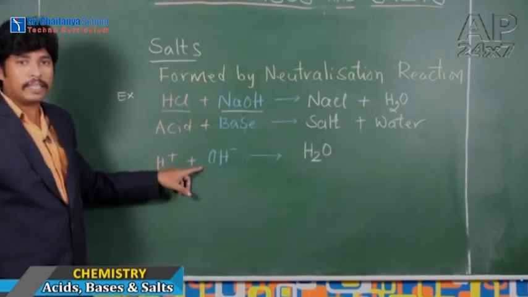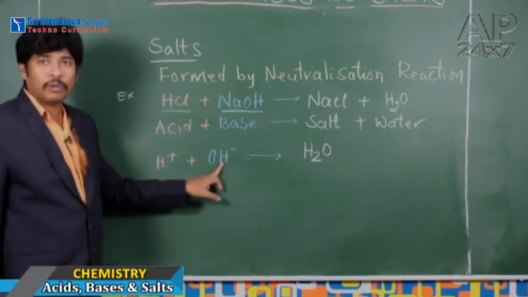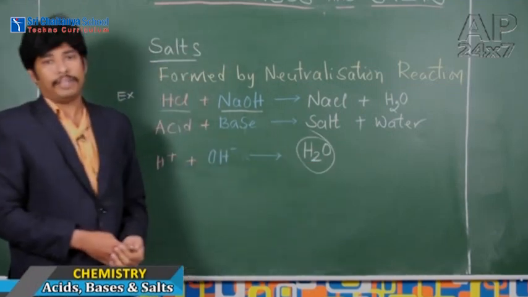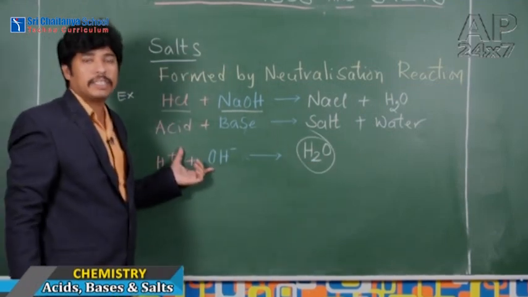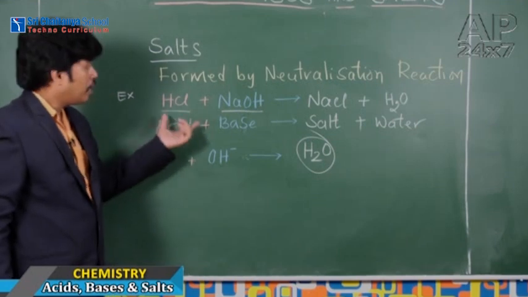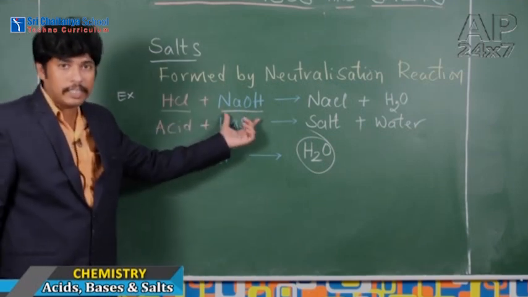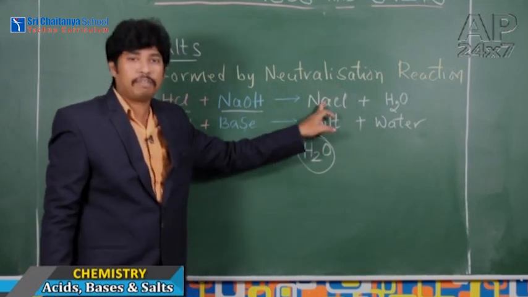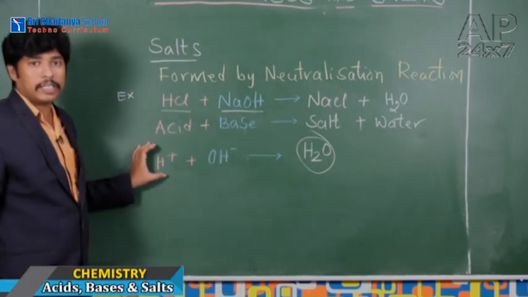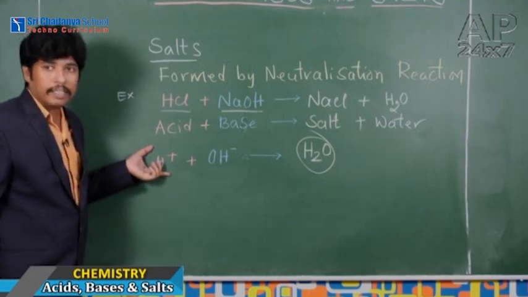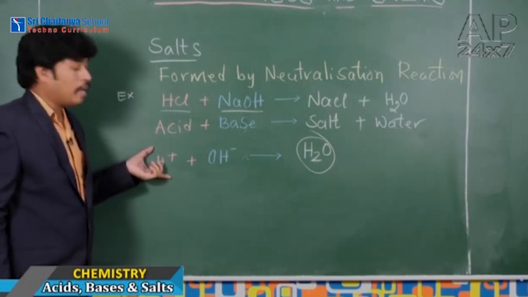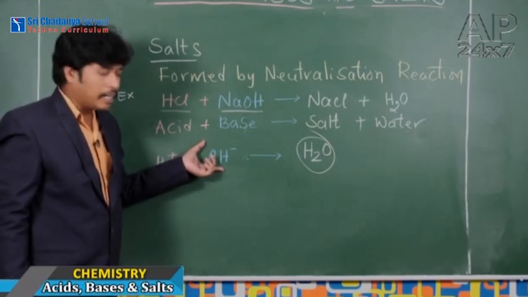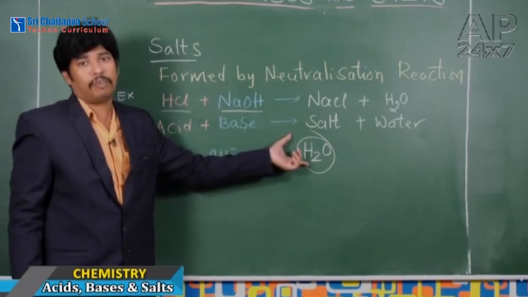Here you can see the other equation: H plus reacts with OH minus ion to form water, which is a neutral compound always. Since the formation of water, which is a neutral compound, is possible in all cases of acid and base reactions, we are calling it a neutralization reaction, but not because of the formation of salt. In this reaction, if you observe, the acidic character, that is H plus ions, is getting neutralized by OH minus ions, that is the basic character, to form a neutral compound, water.